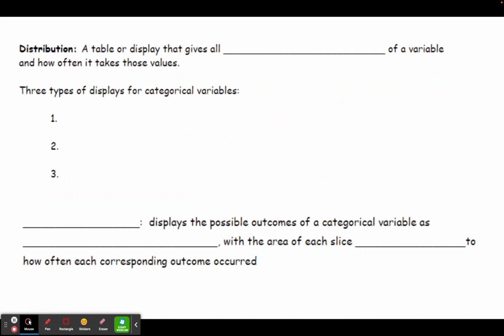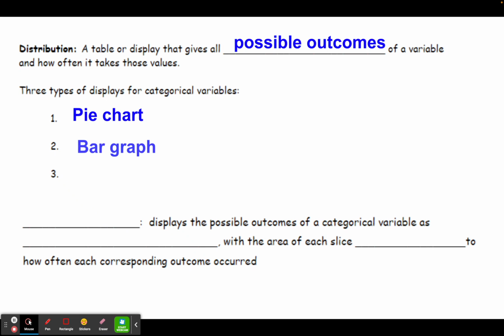Now, what we often want to do in statistics is make a distribution, and a distribution is a table or a display that gives all the possible outcomes of a variable and how often it takes on those values. With categorical variables, there really are only about 3 types of graphs or displays that you can make. First is a pie chart, number 2 is a bar graph, and number 3 is a segmented bar graph. And you've probably seen many of these before, maybe not a segmented bar graph, but you have seen the rest.